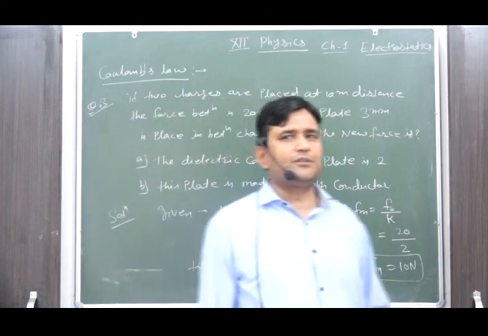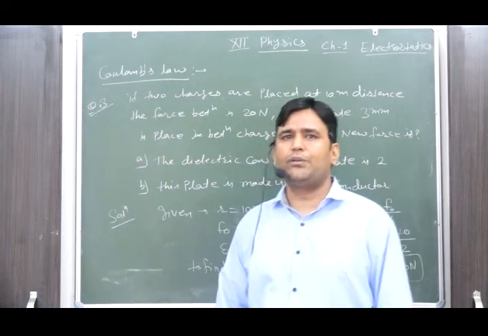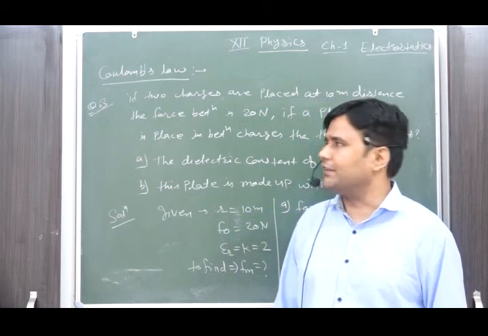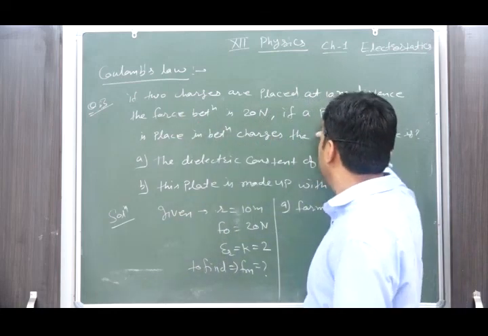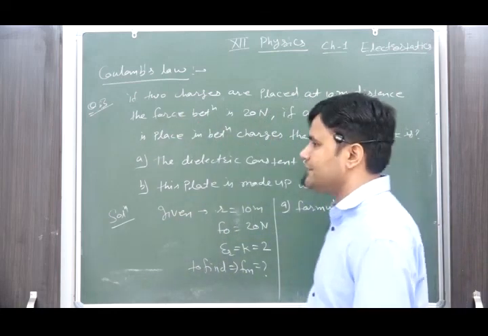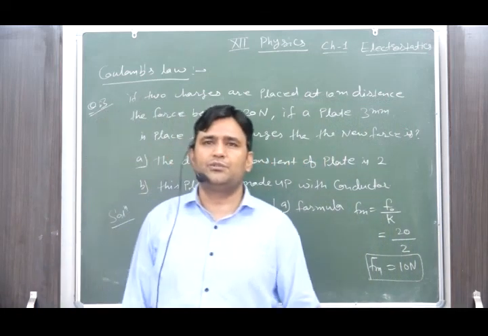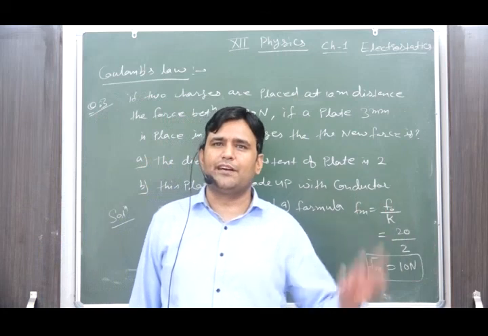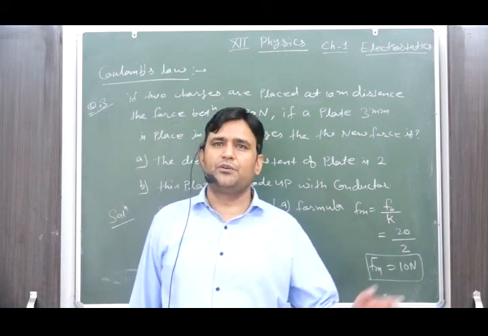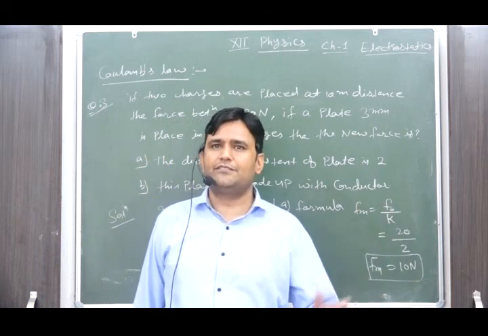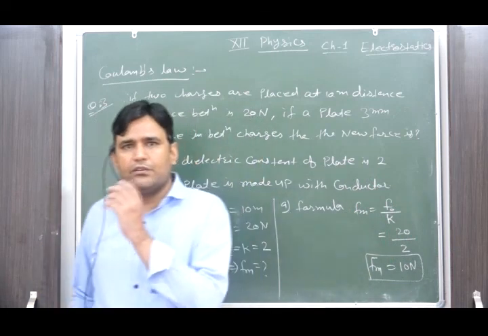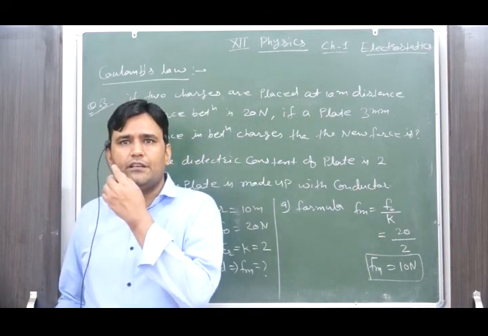In this type of question, don't be bothered about the excess data given. In the first line, the charges are placed at a 10 meter distance. So we can directly go through F equal to K Q1 Q2 upon R square. Force is given, then Q1 Q2 and R are given, so we are going to calculate the value of F naught.